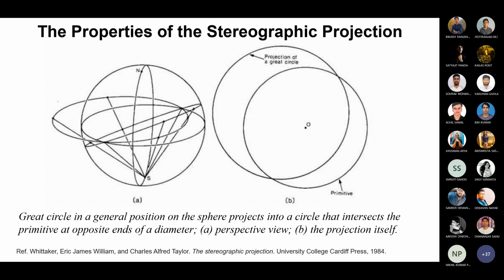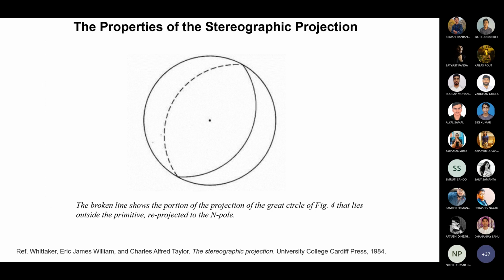If you want to see these things, you have to go to the next slide. There you can see the broken line shows the portion of the projection of the great circle that lies outside of the primitive. That actually restricts us from keeping the whole hemisphere in a particular plane, so it is better to take half of the hemisphere and project that. That will actually help you.